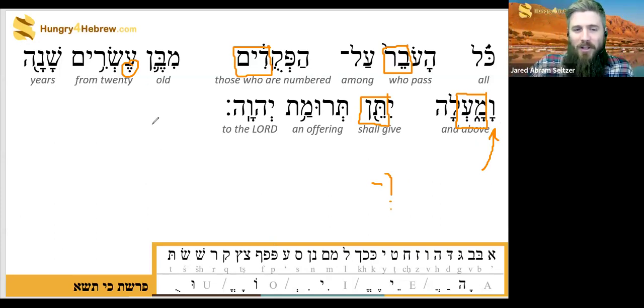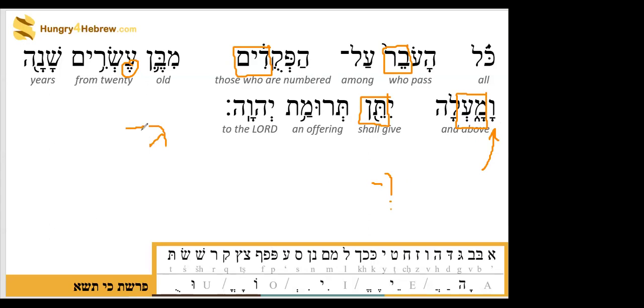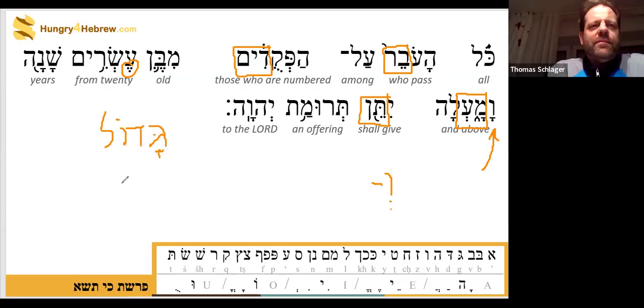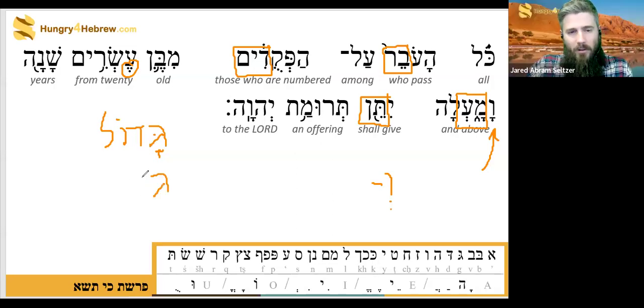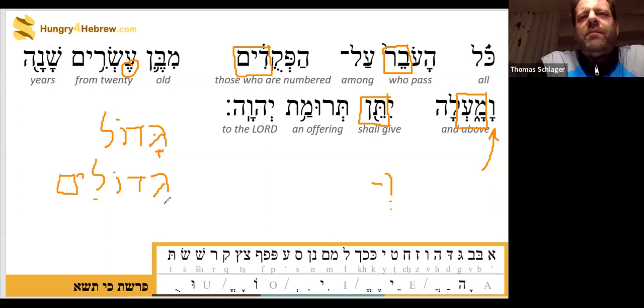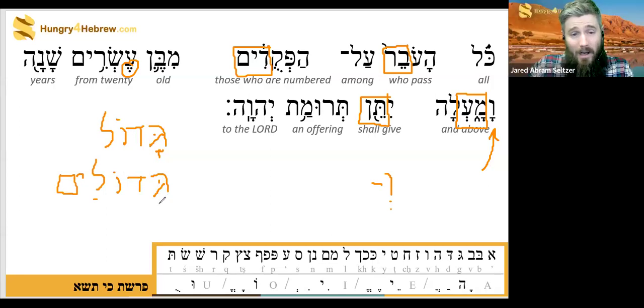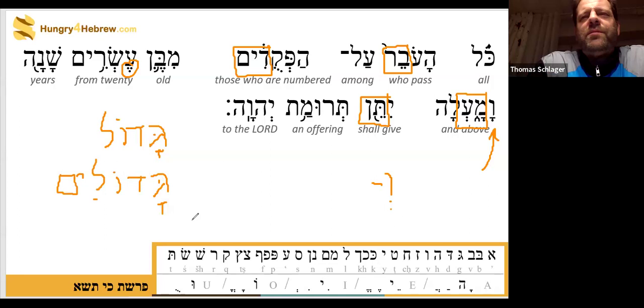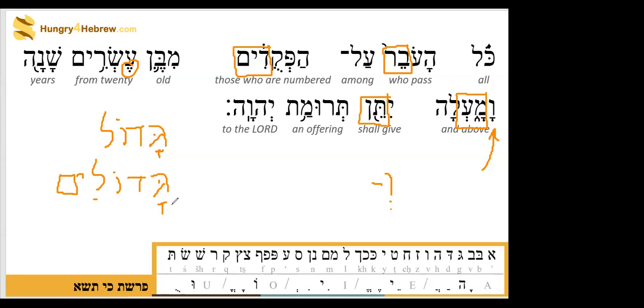No. Here, let me show you something. Not so. What's the word gadol? Great. What's the word? Oops, I misspelled it. What's that word right there? Gedolim. Is it gadolim? Gadolim is greater. That's what it looks like. Okay, so it's just the plural form, right?